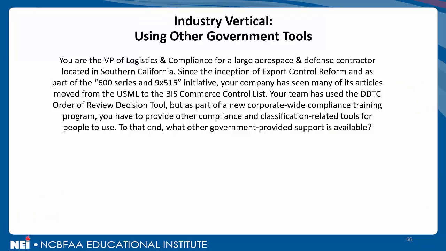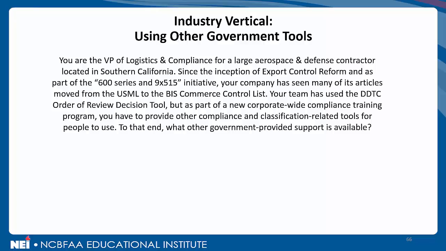Let's have a look at an industry vertical that helps to illustrate this point around the tools that are available to exporters and manufacturers. You are the VP of Logistics and Compliance for a large aerospace and defense contractor located in Southern California. Since the inception of export control reform and as part of the 600 series and 9x515 initiative, that should be familiar as well, your company has seen many of its articles moved from the USML to the BIS Commerce Control List. Your team has used the DDTC Order of Review Decision Tool, but as part of a new corporate-wide compliance training program, you have to provide other compliance and classification-related tools for people to use. To that end, what other government-provided support is available?